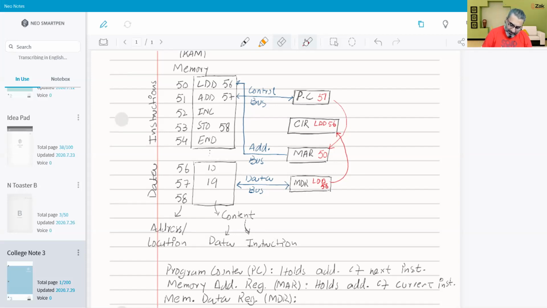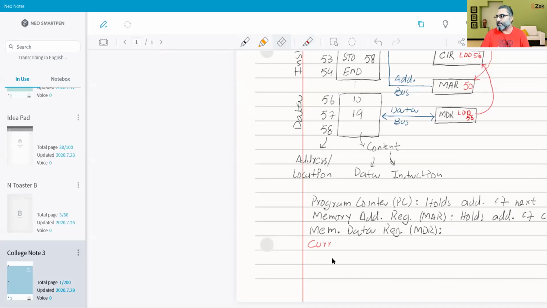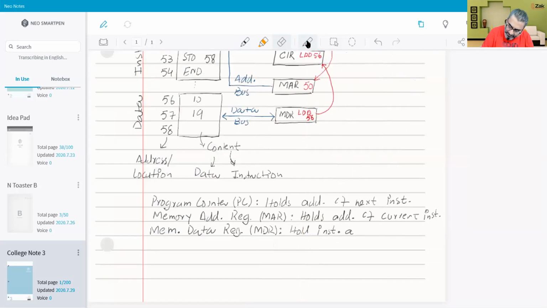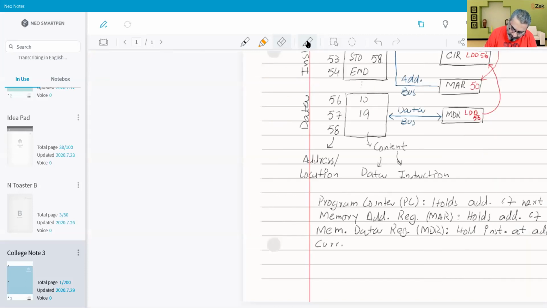Now, oh, we forgot to write the memory data register definition, sorry. So it holds the instruction at the address in MAR. So whatever the address that is in MAR, the instruction at that address will arrive in the memory data register. And then we have got the current instruction register, CIR.